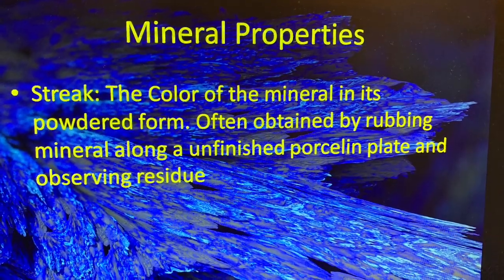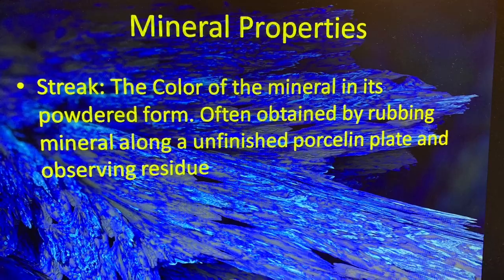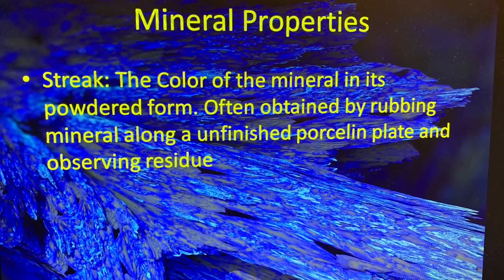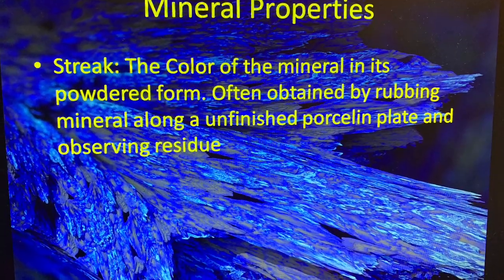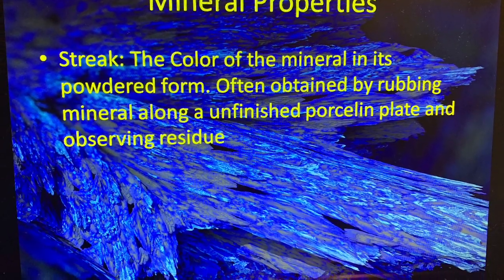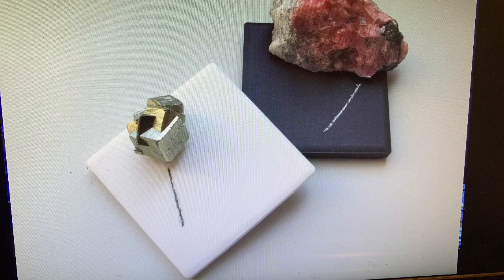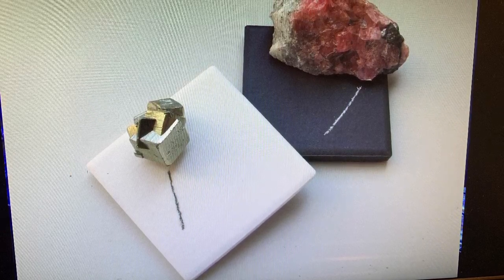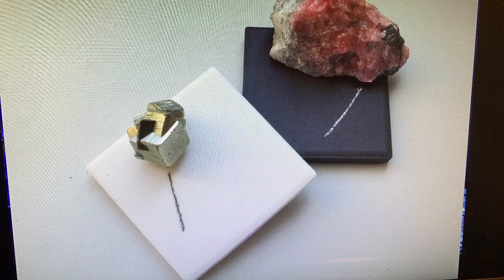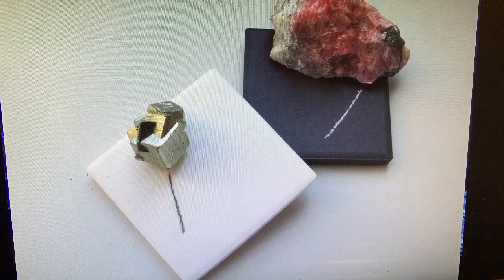So guys, the next property we're going to talk about is streak. Streak is the color of a mineral in its powdered form. We usually get this by taking our mineral and scratching it along what we call a streak plate. A streak plate is usually a piece of porcelain tile. Now, you can see in the picture above 2 porcelain tiles with 2 minerals on them. One's a white porcelain tile with a yellowish goldish mineral, and the other one has that reddish mineral on the black streak plate.